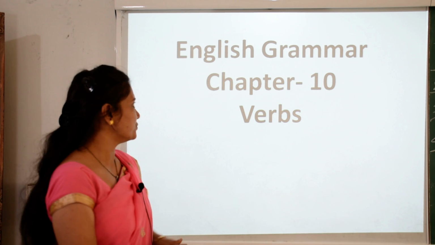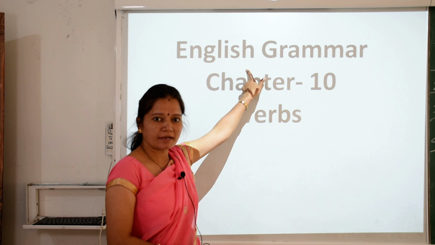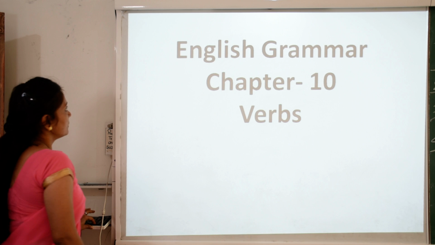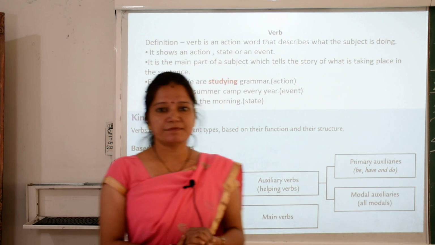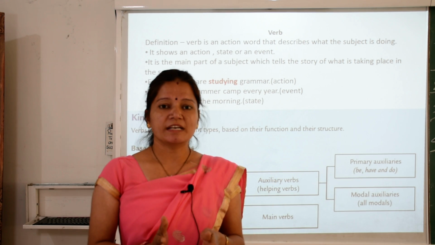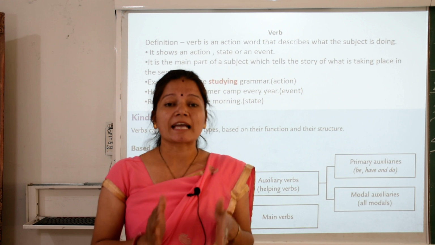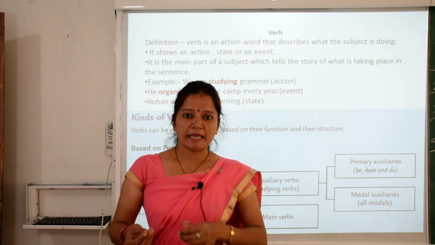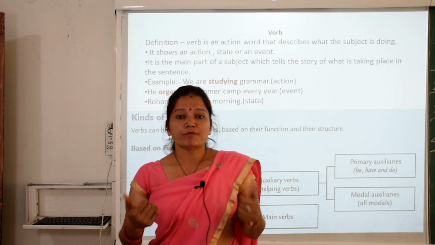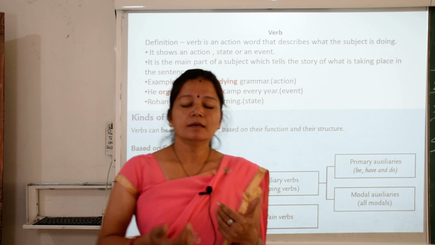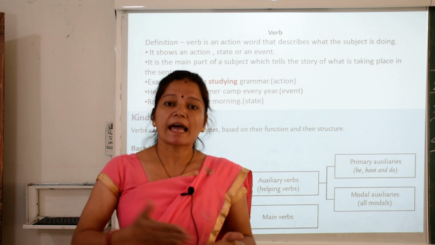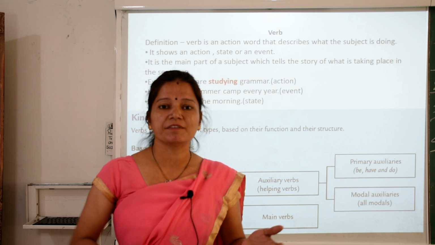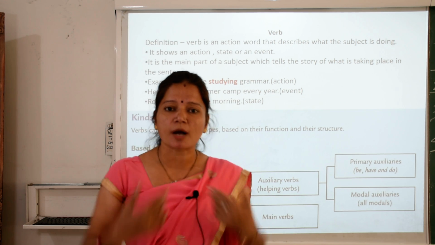Today I am going to teach you chapter number 10 of your English grammar book, and the name of the chapter is Verbs. So students, what is a verb? All that we do is called a verb, meaning all the action words: eat, play, dance, sing, walk, run, write, read. All these are action words for what we are doing. We are walking, we are singing, we are dancing, we are going, we are eating, we are jumping.